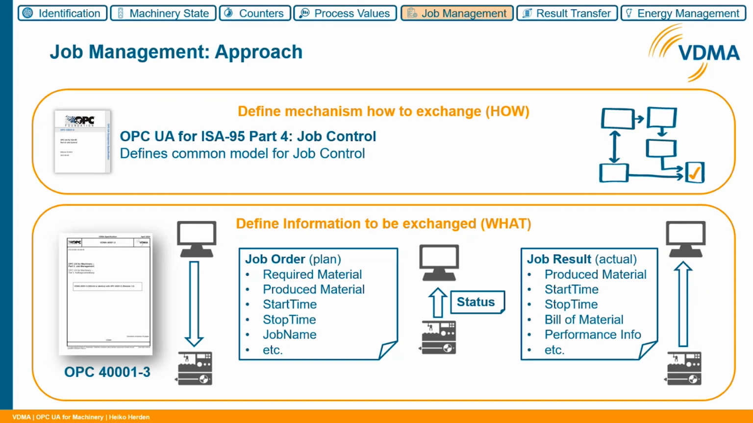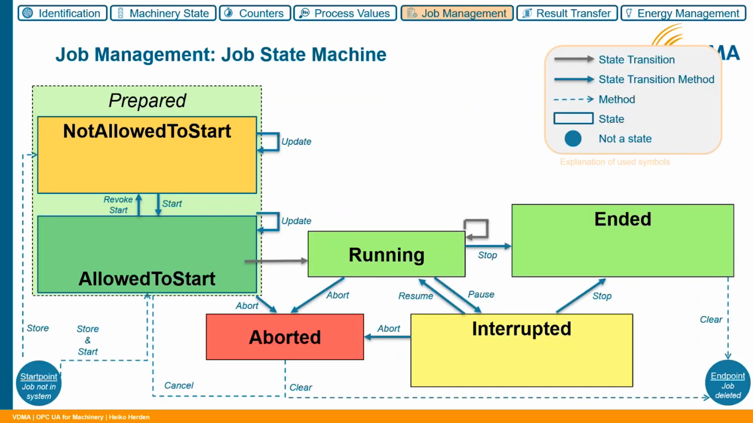And what I would like to show next is the middle part here with the status, because also for job management, we defined a job state machine. And this job state machine is applicable for each job on the machine. So for example, if I send 3 jobs to a machine, you will find that each of these jobs has a state out of the state machine. If I send a job, the job will be in the prepared state at the beginning, which is either allowed to start or not allowed to start. And then we have the running state, which is for working on a job.